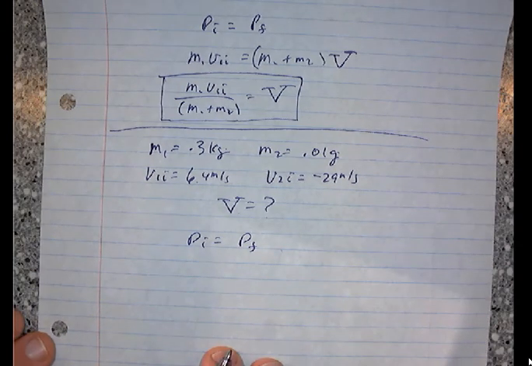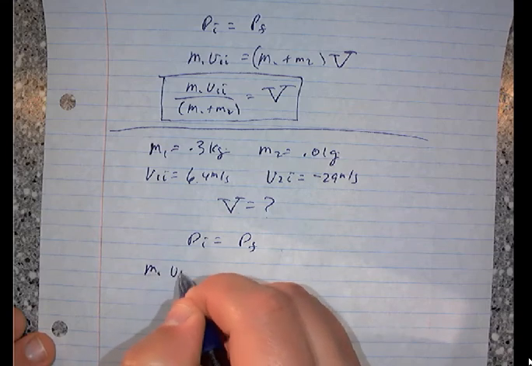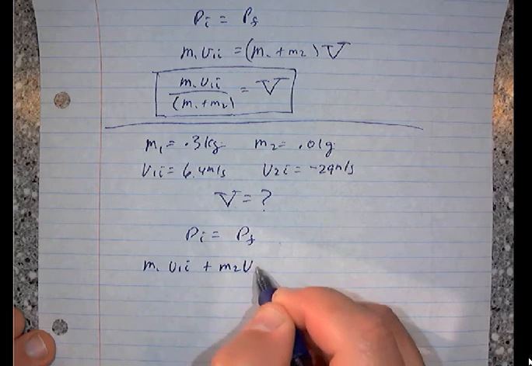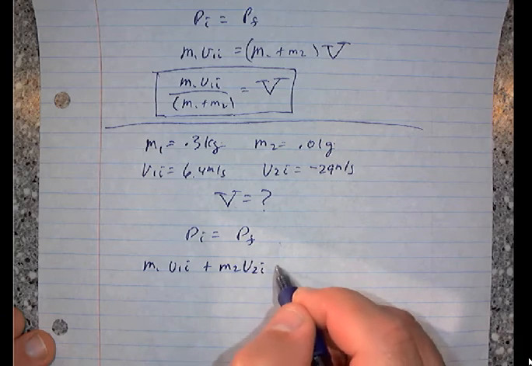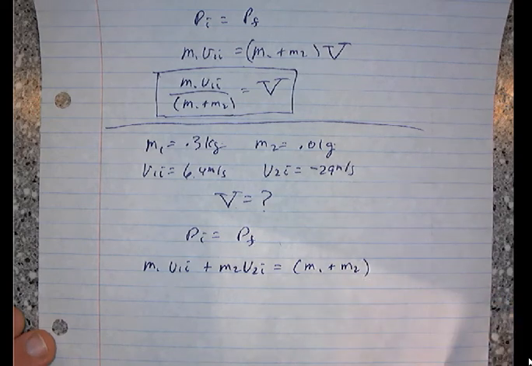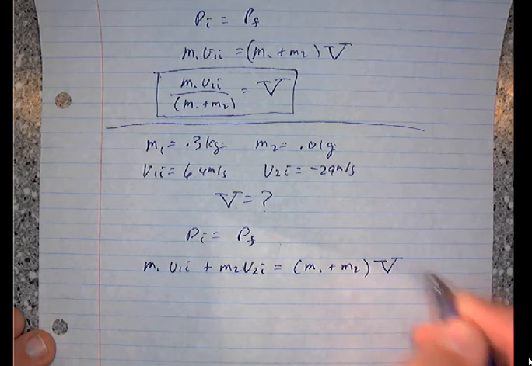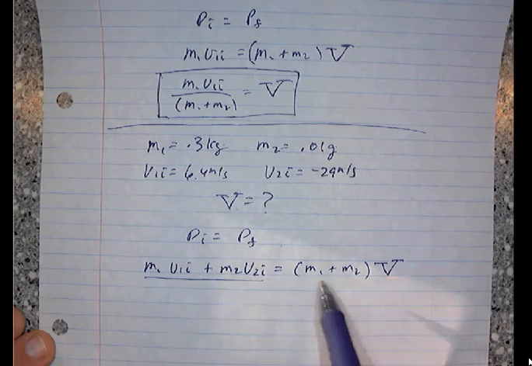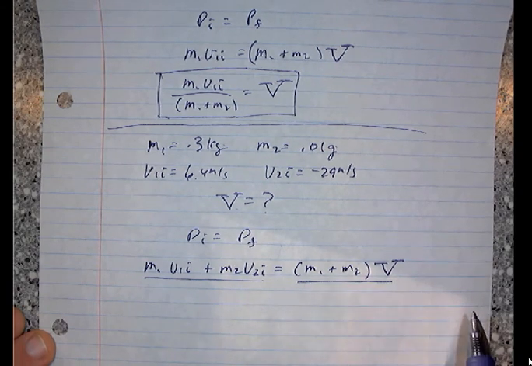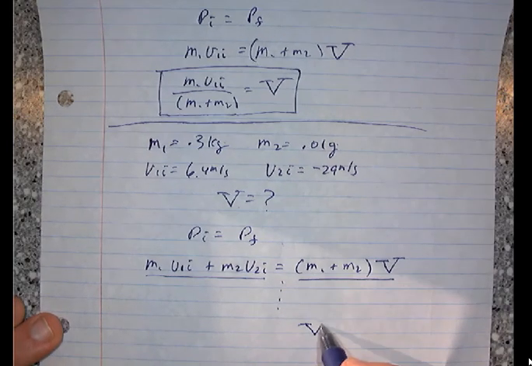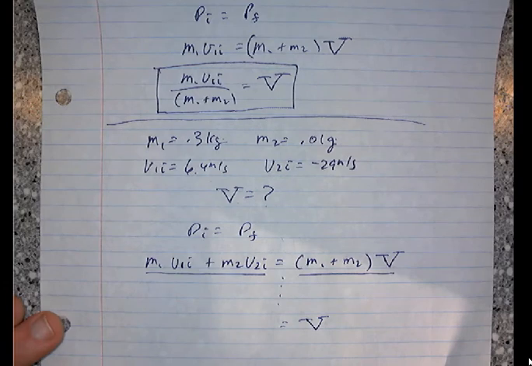Initial momentum is equal to final momentum. So before the collision, we have mass 1, v1 initial, that's for the bird, plus mass 2, v2 initial, that's for the bug. And now afterwards, they have a combined mass, so again, completely inelastic collision, and a combined speed. So this part here is the initial momentum. This part here is the final momentum. So do a little bit of algebra and figure out what the combined final speed is.